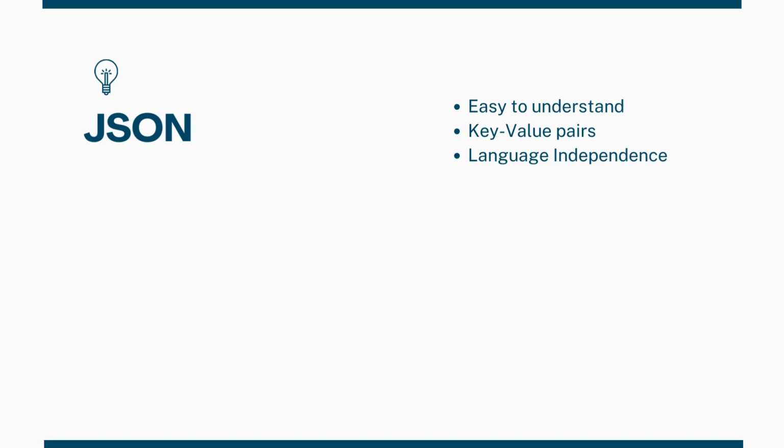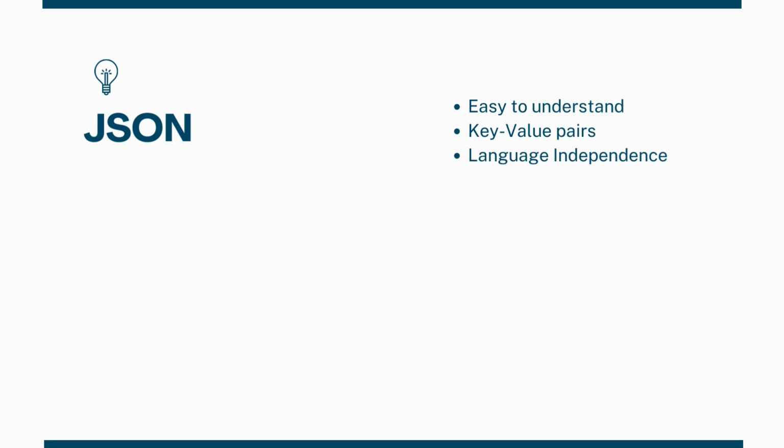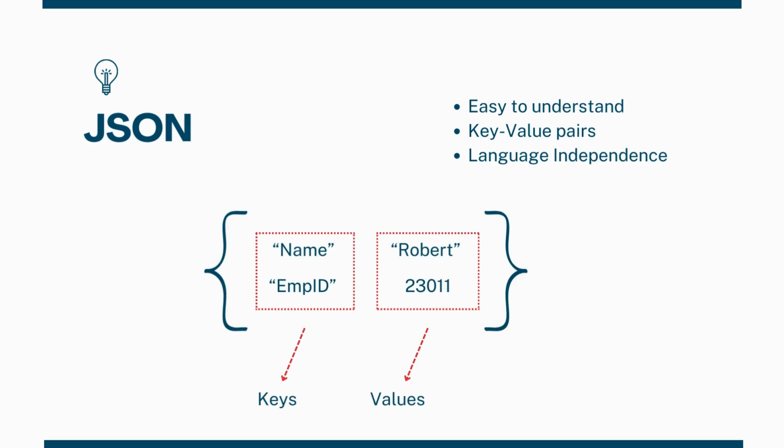Another important point that works in favor of JSON is its independence from any one specific programming language, which means that it can be used with multiple different languages. It is precisely because of these reasons that JSON has now become the de facto standard for exchanging data among devices and other entities. JSON represents data as a collection of key value pairs, which are enclosed in curly brackets.